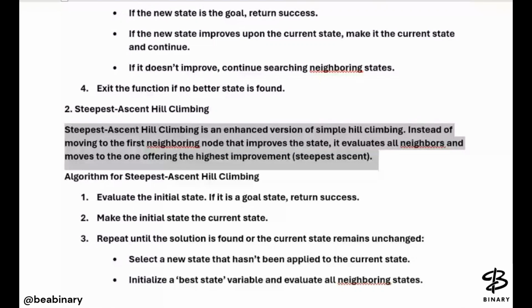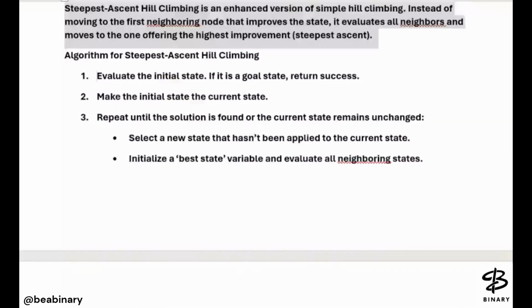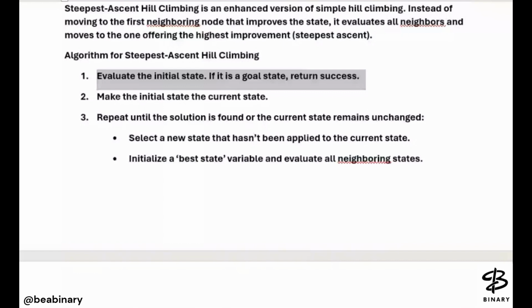It evaluates the initial state. Definitely, it will evaluate the initial state. The first step will be the same. If the goal state is found, it will return success. Then, in the second step, make the initial state the current state, right? जो भी initial state उसने evaluate कर लिया, if it is not a goal state, it will start its looping or the initialization from the current state. Then, in the third step, the looping will start. Repeat until the solution is found or the current state remains unchanged, right? These three steps are the same as we have discussed.